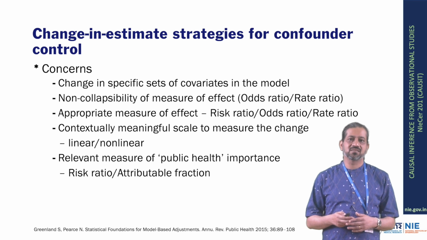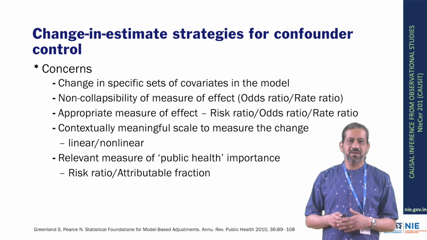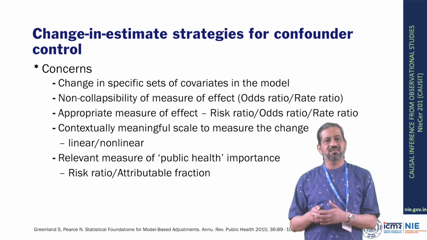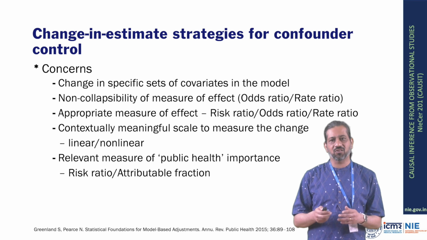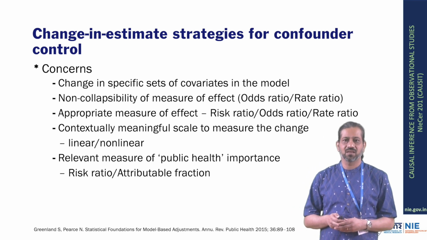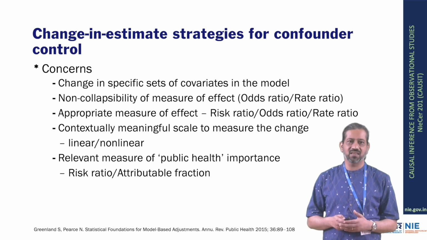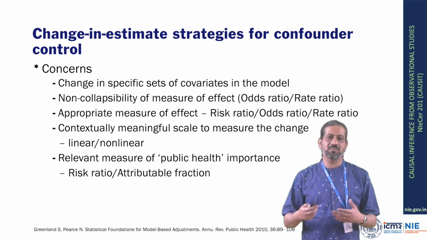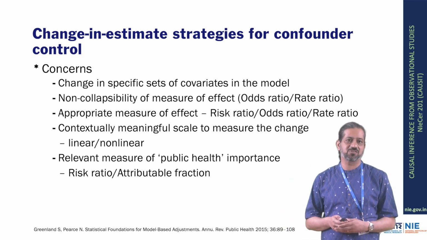However, there are certain concerns again related to this strategy. There may be more than one set of covariates that may be appropriate for confounder control, and hence only one set of covariates that is identified through this method may not be fully appropriate. It is possible that the change in estimate that we are seeing is not necessarily a true change, but it's only because of non-collapsibility of either the odds ratio or the rate ratio.